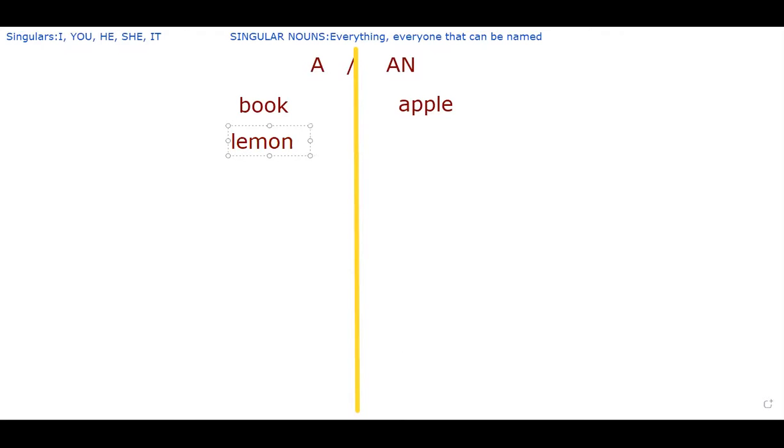A lemon. Then I have the phrase, truck driver. Truck driver. Izquierda. Right here? Okay. Very good. A truck driver. Very good.